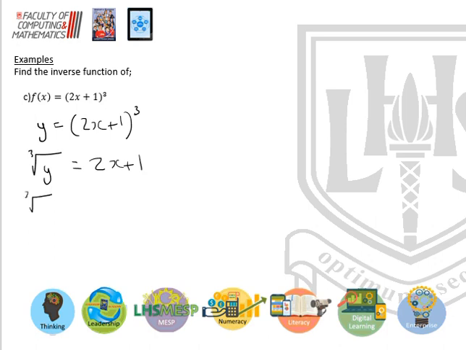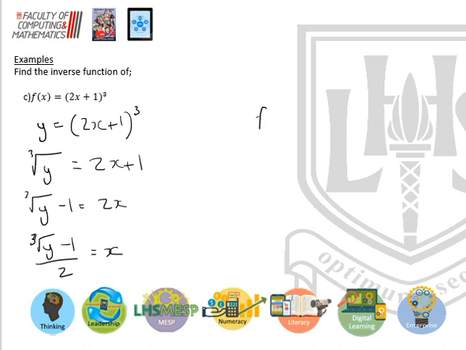So the cube root of y, minus 1, is equal to 2x. And then the cube root of y, minus 1, all divided by 2, is equal to x. Okay, I'm just going to make that cube root a bit clearer. So that's my work done, and now I just need to rewrite it as its own function.